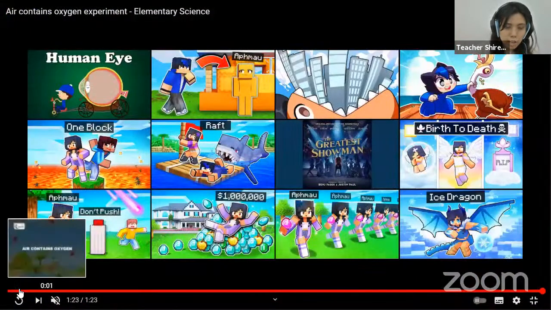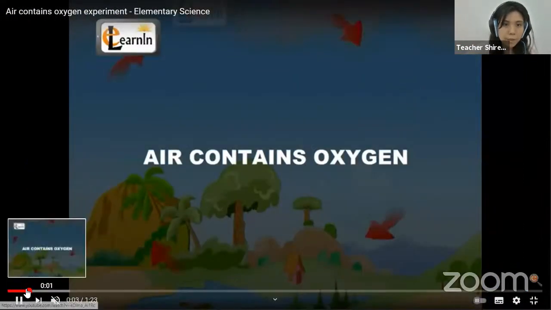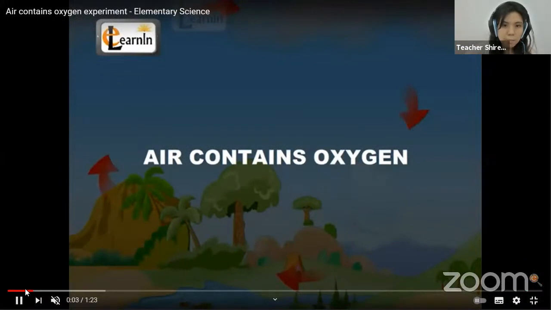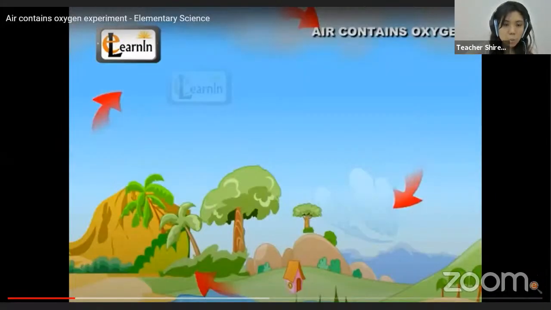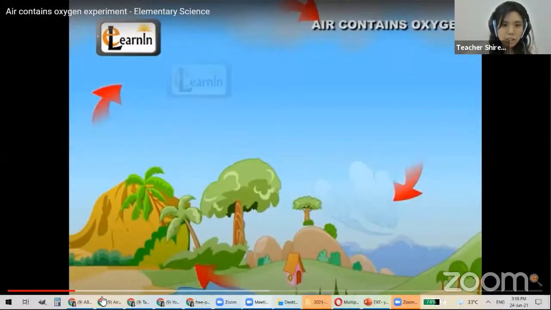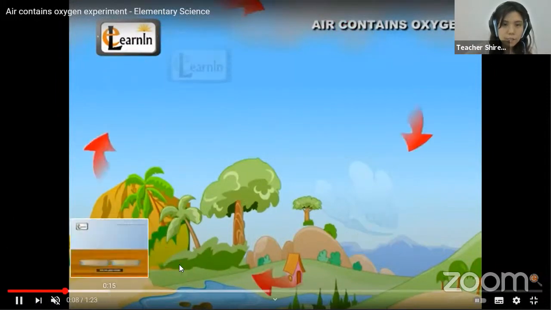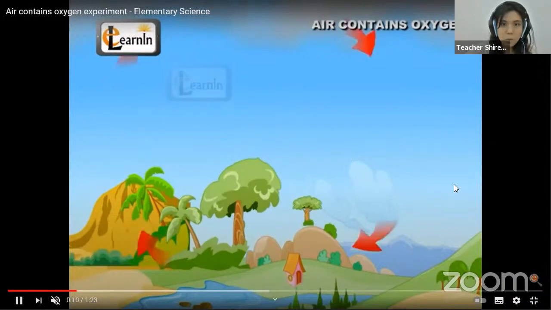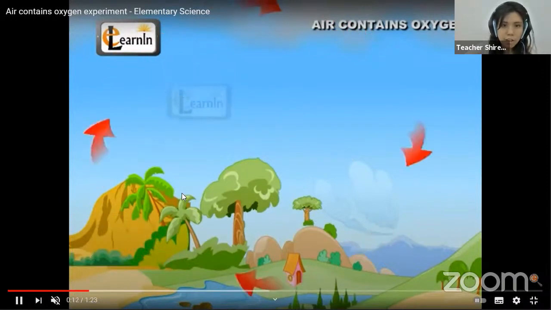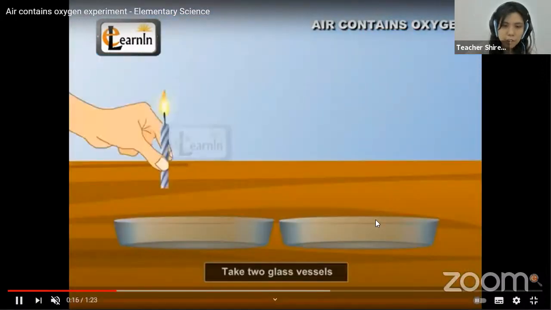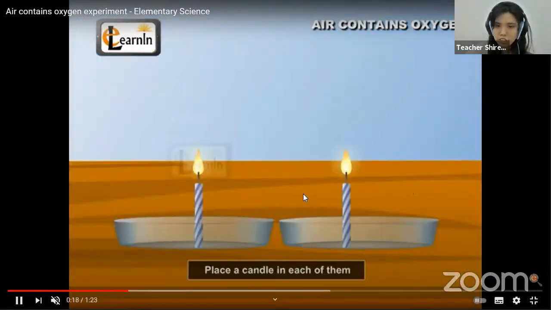So let me play one more time and explain to you what happens over here. This is the experiment on the air around us. You know that 21% of it is actually oxygen. This is how the air cycles. When the plant creates oxygen, it goes to the air, we breathe in, and then we breathe out carbon dioxide. That's how the oxygen cycle works.